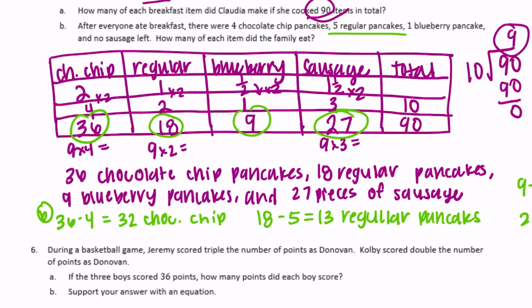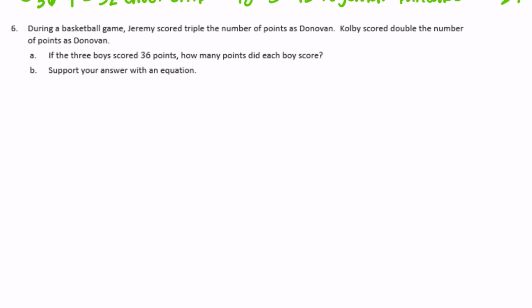Okay, number 6, the last one. During a basketball game, Jeremy scored triple the number of points as Donovan. Colby scored double the number of points as Donovan. If the 3 boys scored 36 points, how many points did each boy score?